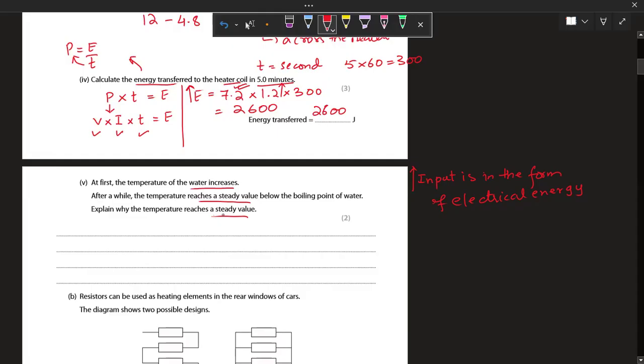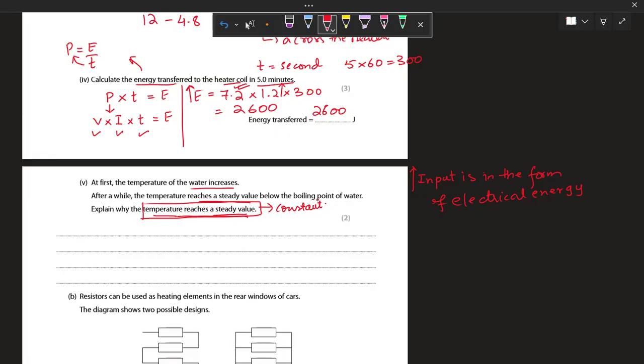The thing is that the question says temperature is not changing. It has reached a steady value. Temperature reaches a steady value means the temperature has become constant. So why has the temperature become constant? Because whatever energy was given as an input, all the energy is transferred to the output. Clear?